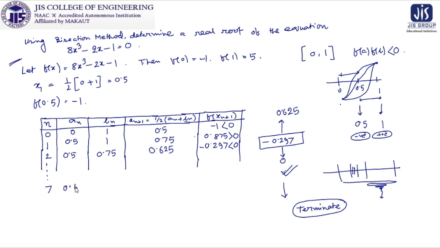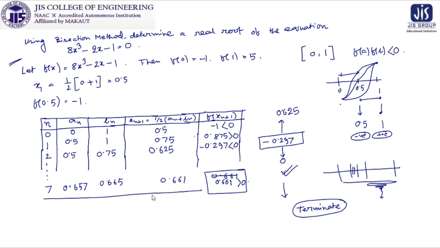0.657, and then 0.665, and then 0.661. If we put it, it will be even closer, maybe I can take 0.661, and it is greater than 0. So we can go for this particular calculation and check what we are going to get there to reach our destination. This is our main target. So in this way we are going to find out the results.